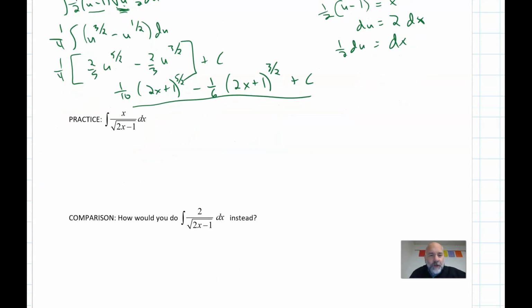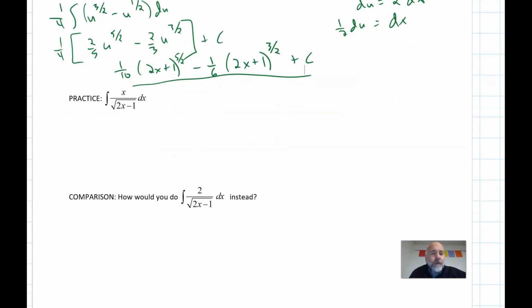You can try the second one here, and it's x over the square root of 2x minus 1. So take a moment and try that. You can pause it and try it yourself. See if you can find the antiderivative of this.